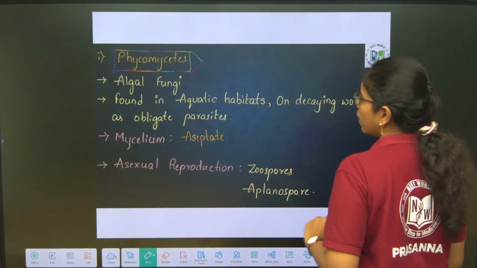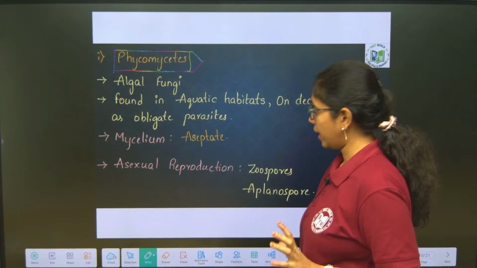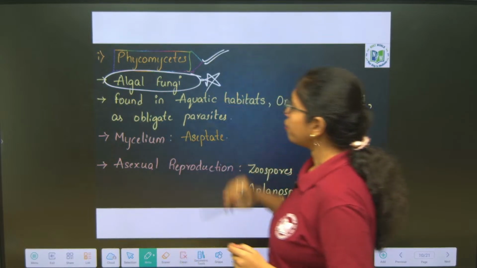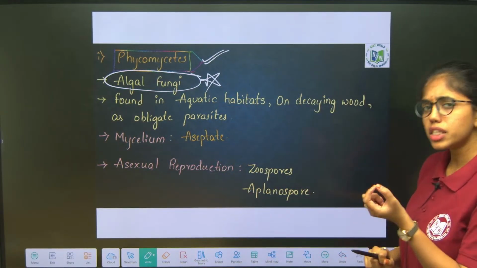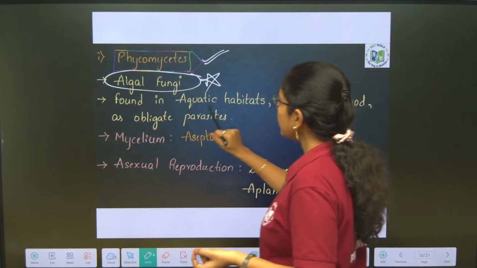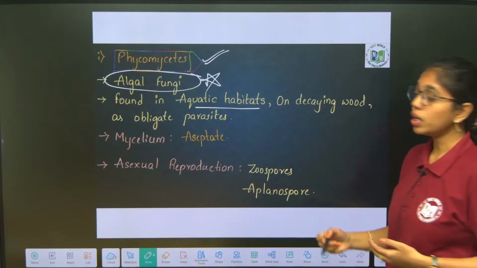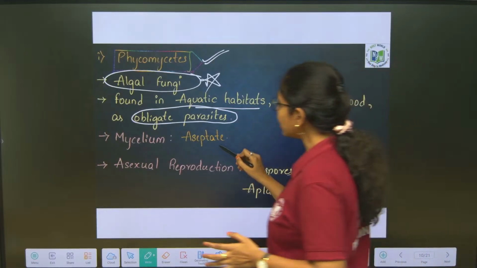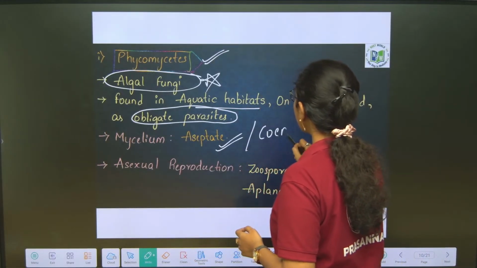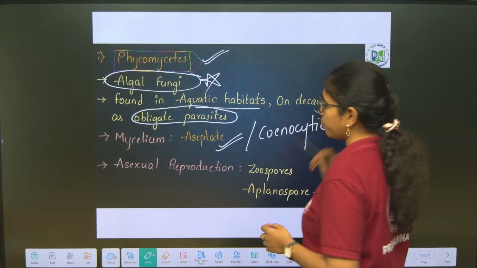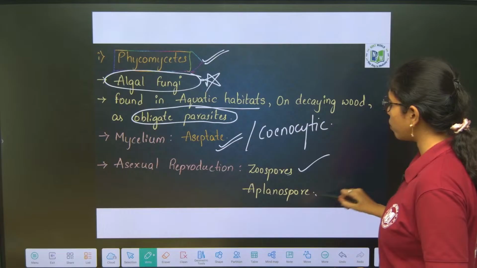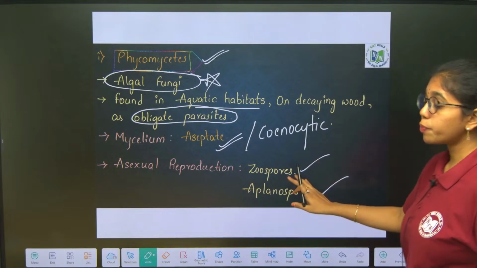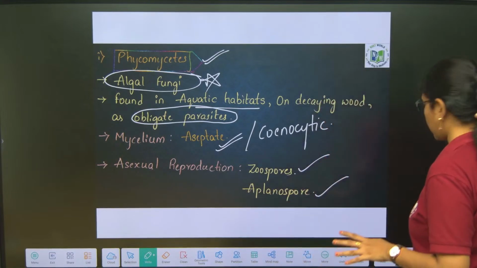Okay. Next, let us look into each class in a more detailed way. Phycomycetes is also called algal fungi, important. This is the primitive fungi actually found in aquatic habitats, on decaying wood, and they are found as obligate parasites. Mycelium is aseptate or cenocytic. Asexual reproduction is through zoospores and aplanospores. Here amongst these two, which is motile, ma? Zoospores are motile, aplanospores are non-motile.